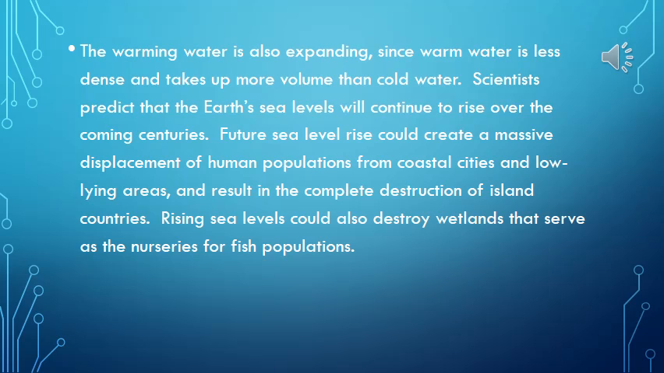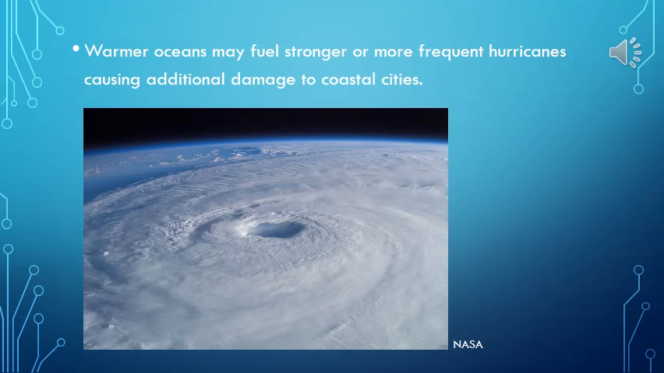Future sea level rise could create a massive displacement of human populations from coastal cities and low-lying areas and result in the complete destruction of island countries. Rising sea levels could also destroy wetlands that serve as the nurseries for fish populations. Warming oceans may fuel stronger or more frequent hurricanes, causing additional damage to coastal cities.